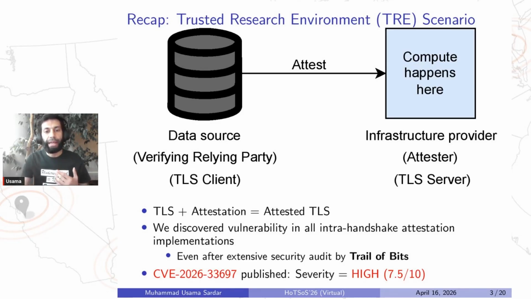What we found, in essence, is a vulnerability in all intra-handshake attestation implementations, even though it was declared secure after an exhaustive security audit by Trail of Bits, which found other vulnerabilities. Still, using formal methods, we found that vulnerability. That's really the power of the science of security, namely formal methods, which can find vulnerabilities that security audits without formal methods cannot find. The CVE, as I have listed here, has been published. It has a severity of 7.5, in the category of high.